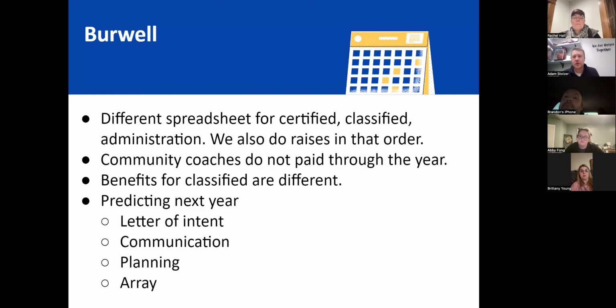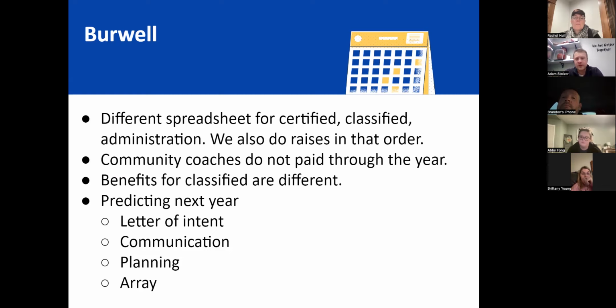For us, we use a different spreadsheet for certified, classified, and administration, and we do raises in that order. We always try to get certified done, then assess where we're at in the school year, then go attack classified, and then at the very end, attack administration salaries. Community coaches are people who are not on our staff. They do not get paid throughout the year. They get paid a one-time fee at the last month of the season. So that is a big difference, where coaches who are on salary get it throughout the year.